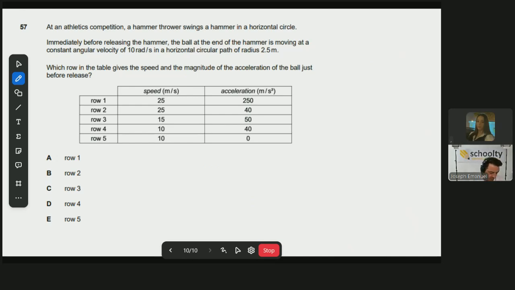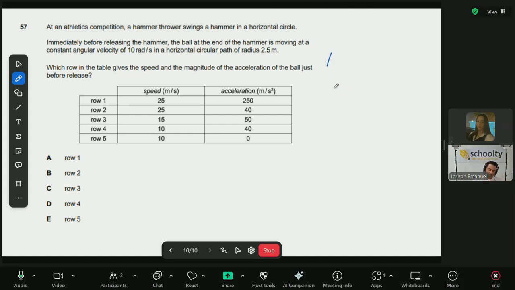So now it's physics. Let's read the question 57. At an athletics competition, a hammer thrower swings a hammer in a horizontal circle. Immediately before releasing the hammer, the ball at the end of the hammer is moving at constant angular velocity of 10 radian per second in a horizontal circular path of radius 2.5 meters. Which row in the table gives the speed and the magnitude of the acceleration of the ball just before release? Okay, great.